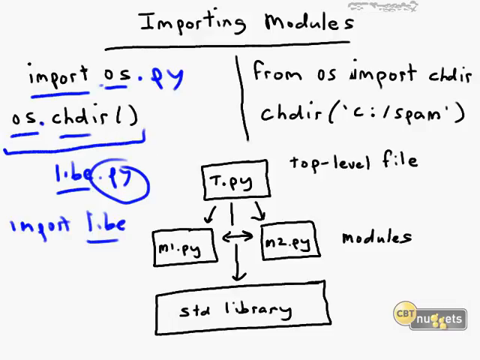The other way to import modules into your top-level file is to use the from import construct. Now, the way this works is we say from and then the name of the target module, import, and then we pass in a comma-separated list of individual names from that file.